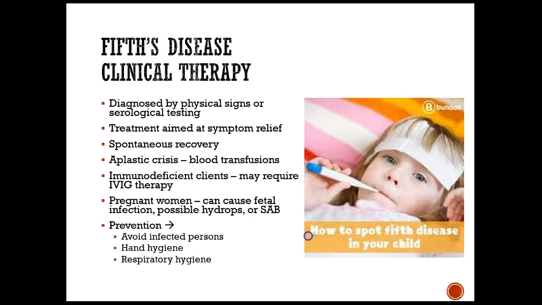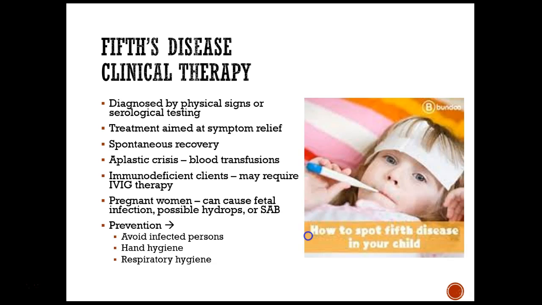So if they are an individual who ends up in aplastic crisis, they might have to have a blood transfusion. Or for patients who have a decreased immune system, they might require some type of IVIG therapy. In pregnant women, it actually can be fatal. It can cause abortion. It can cause hydrops for the baby, and it can cause fetal infection.